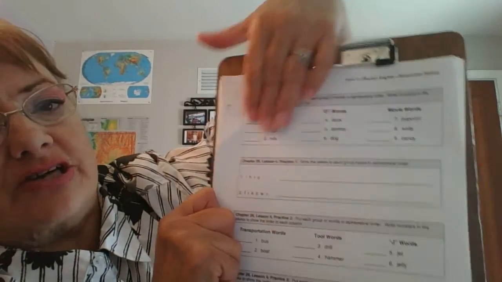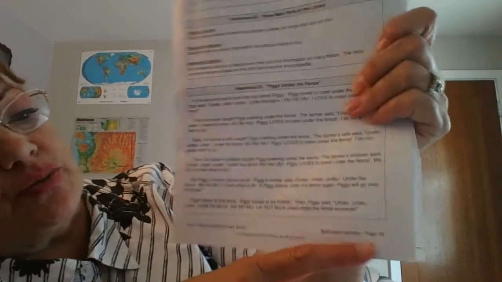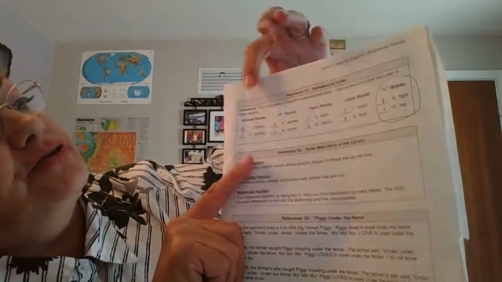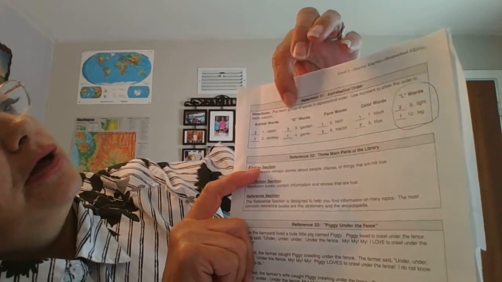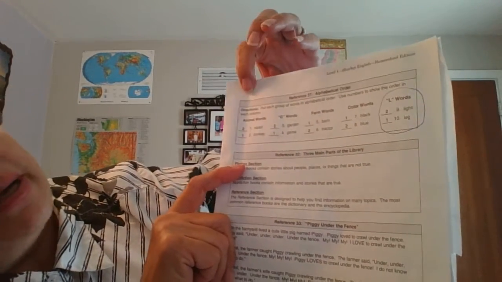So before we actually begin this section, we can go ahead and look at our reference book. In your reference book, on page 25, at the top, it shows a little bit more about how to do alphabetical. Again, it says put each group of words in alphabetical order. Use numbers to show the order in each column.